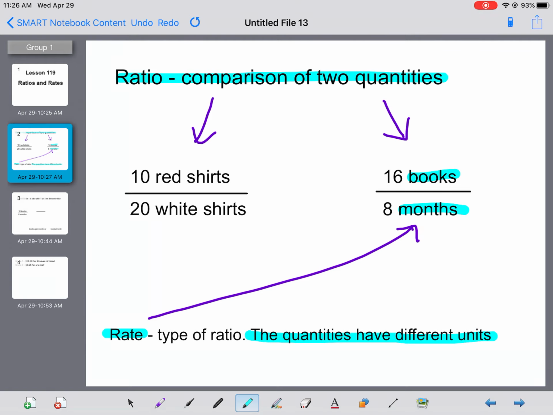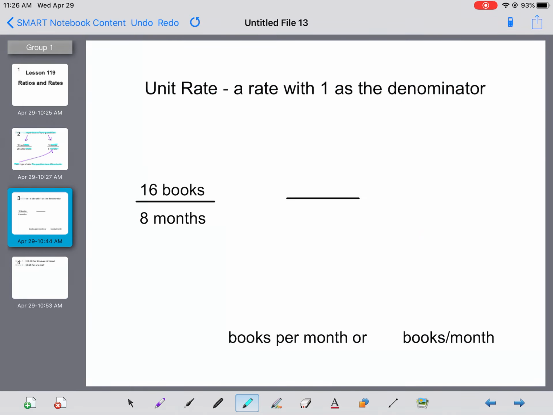So the first example of shirts and shirts would not be an example of a rate because we are comparing the same things, all right? So a rate is a type of ratio where the quantities have different units. So both of my examples here, the ones about the shirts and the books and the months, both ratios, but only one of them is a rate.